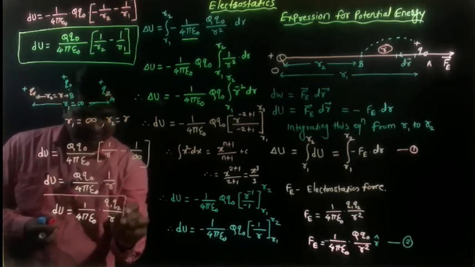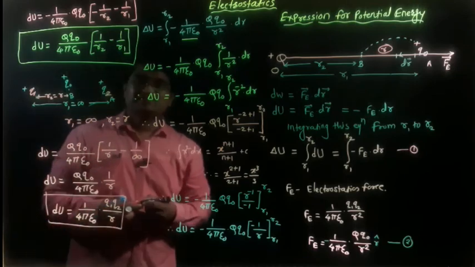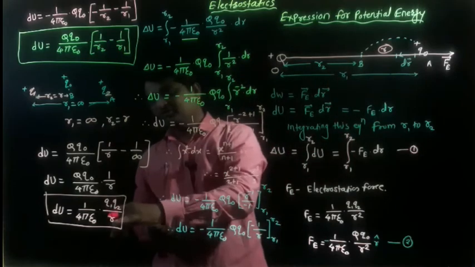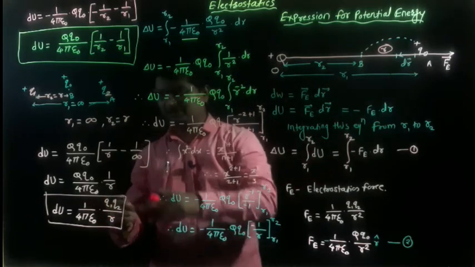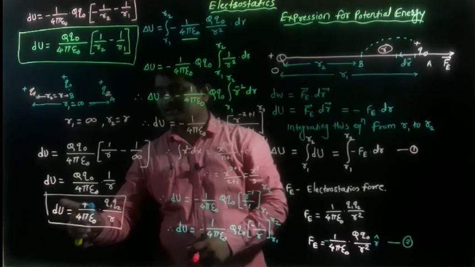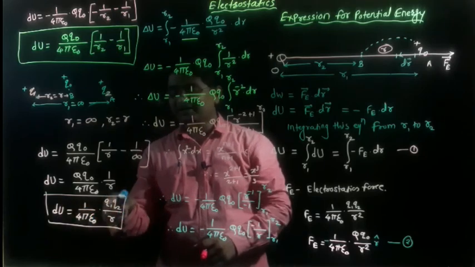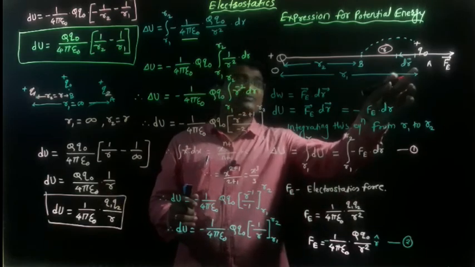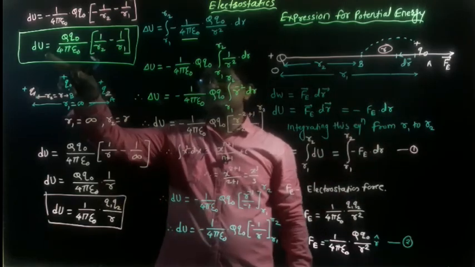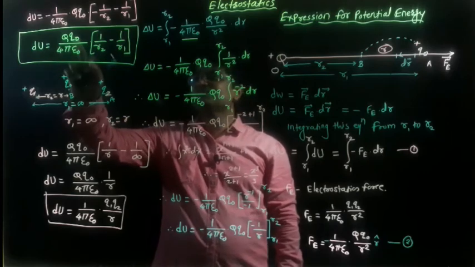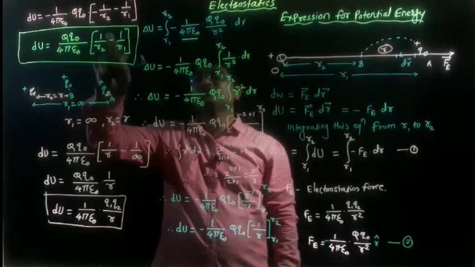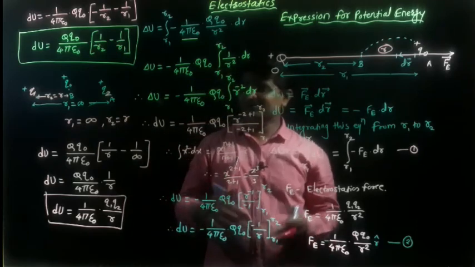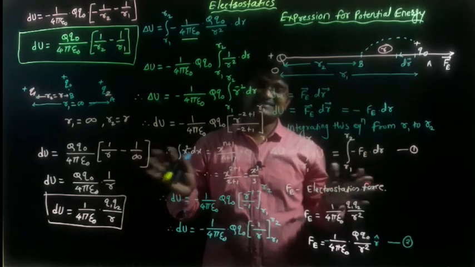Let's clear. So this is the expression for the change in potential energy when the object is shifted from infinity to the present location. The change in potential energy dU is equal to 1 upon 4 pi epsilon naught into q1 q2 divided by r. Get clear? And when the object moves from r1 to r2, the change in potential energy will be dU is equal to q naught divided by 4 pi epsilon naught into 1 upon r2 minus 1 upon r1. So clear? I hope you understand. This is a very easy and simple concept.